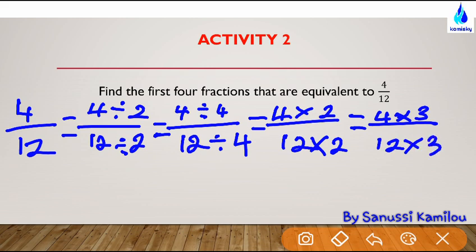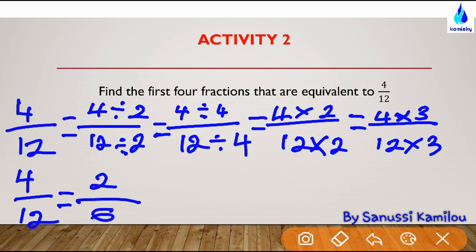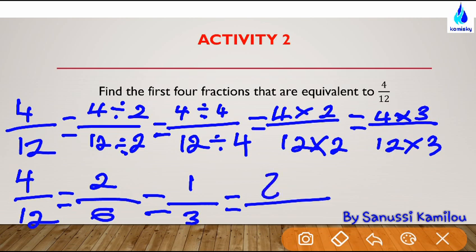Now what do we get? 4 out of 12 is the same as what? When we divide 4 by 2, what do we get? Okay, 2. And then 12 by 2 give us what? 6. Very good. Then the next one, we'll get 1. When we divide 12 by 4, we'll get what? 3. The next one, 4 times 2 give us what?